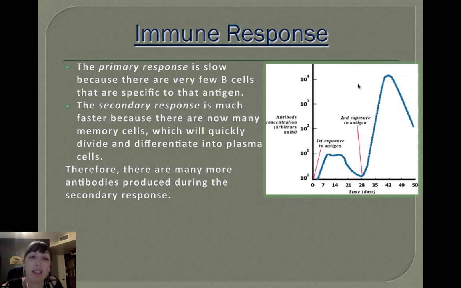Okay, so the primary response is slow because there are a few B cells that are specific to that antigen. And then the secondary response is much faster because there are now many memory cells which quickly divide and differentiate into those plasma cells. So there are many more antibodies produced during the secondary response, as you can see here. Right, and that totally makes sense. Primary response is slow. There's only a few of those B cells. They need to find that specific antigen and then replicate. But because there are those memory cells that are hanging out in our blood for a longer period of time, our second exposure to that same antigen, the immune response is a lot quicker.